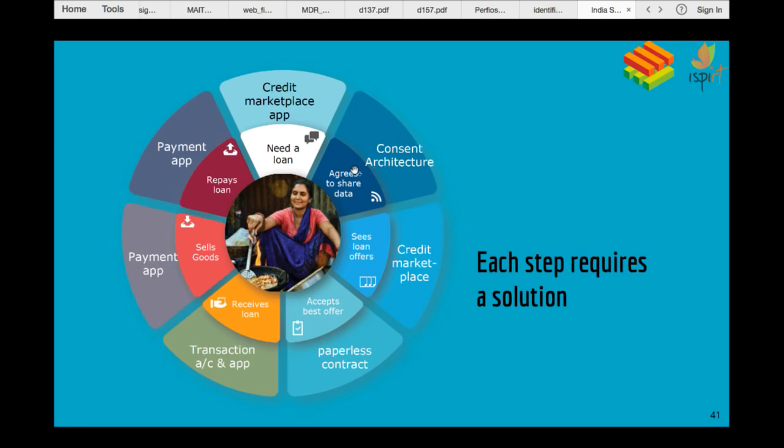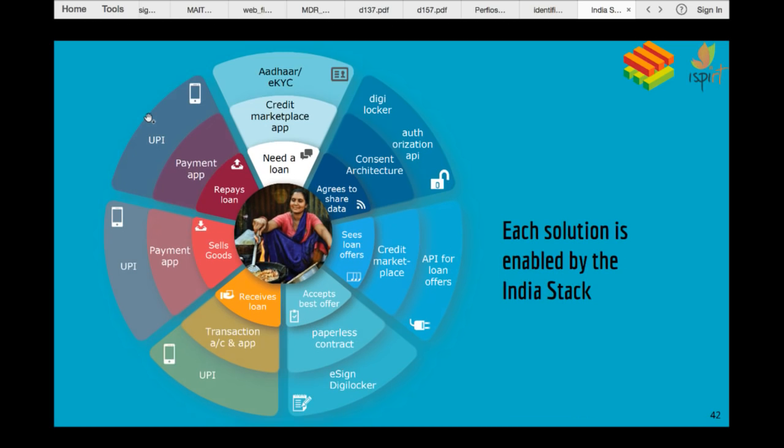So to do this, what do we need? We need a credit marketplace app. We need a consent architecture. We need the credit marketplace itself. We need the ability to do paperless contracts. And then we need the transaction account and application, and then the payment applications. Each of these solutions can be made live with the India Stack.